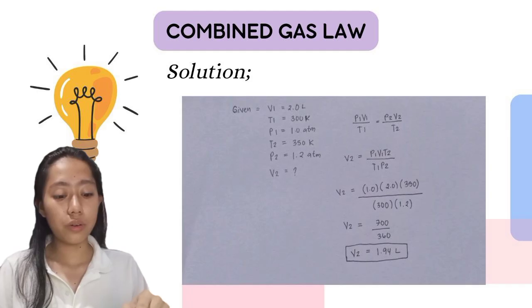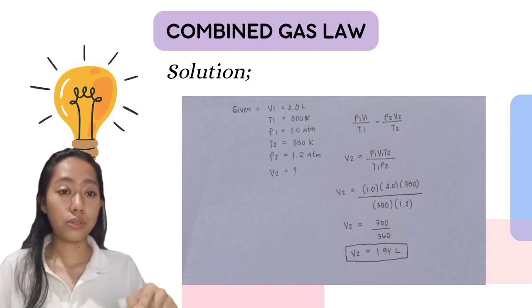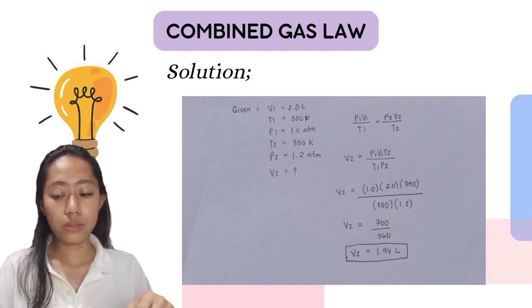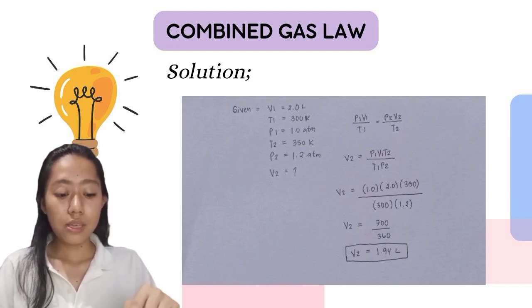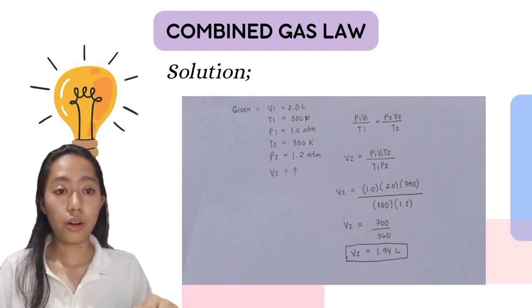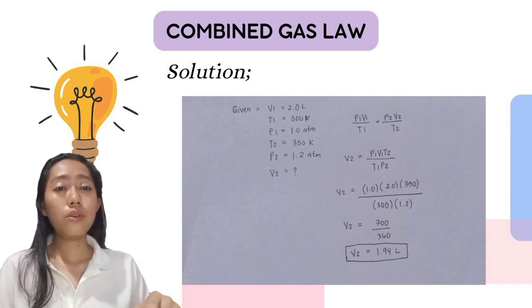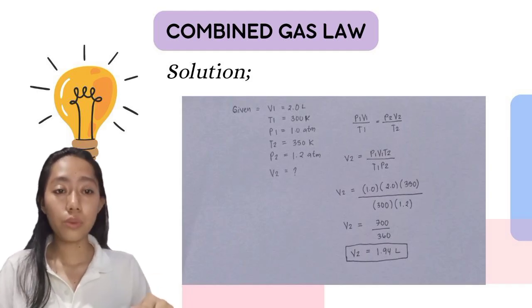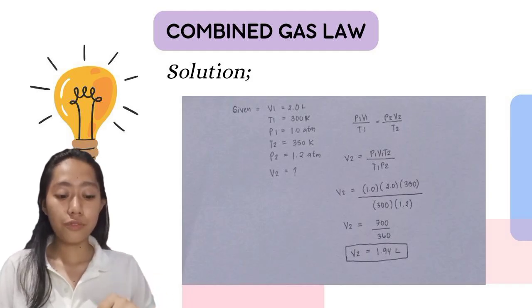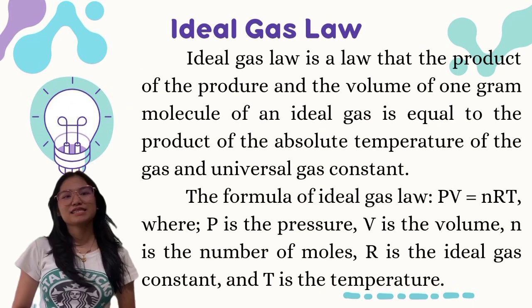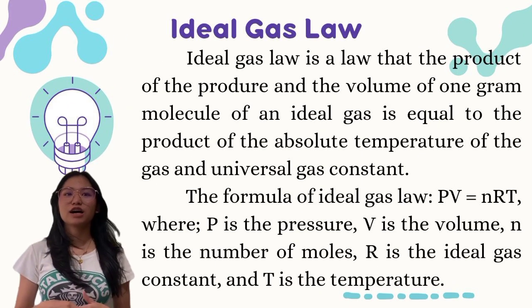1.0 times 2.0 times 350 is equal to 700. 300 times 1.2 is equal to 360. 700 divided by 360 is equal to 1.94 liters. So if the balloon is heated to 350 Kelvin and the pressure increases to 1.2 atm, our new volume is equal to 1.94 liters.